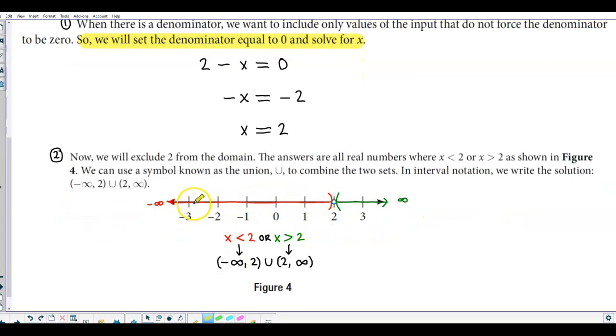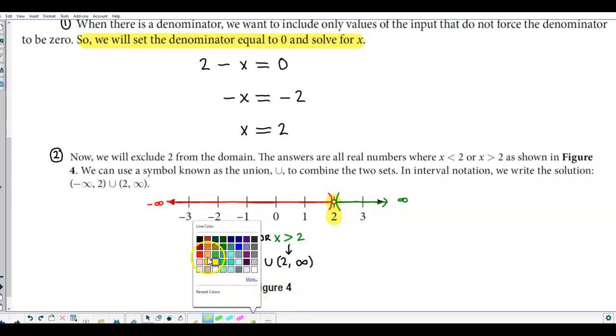So I want you to look here. It's really important to make sure that you draw what the number line would look like. It gives you a visual representation of what the interval notation would look like. So if you take a look here, we have our value of 2. Okay, and we have to exclude 2.